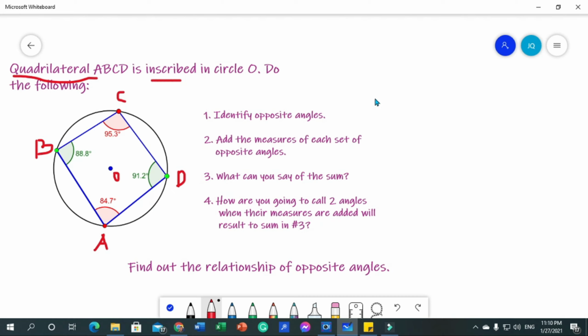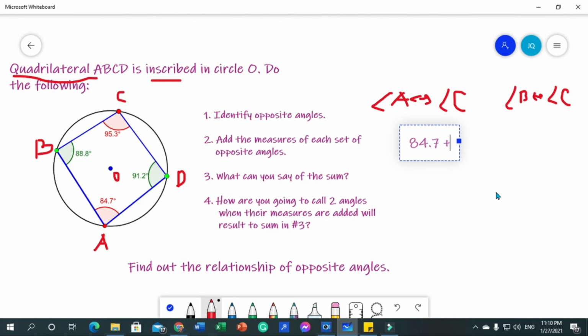Now we identify opposite angles. Angle A, its opposite is angle C. Another one is angle B, its opposite is angle D. Now, add the measures of each set of opposite angles. For angle A, what is the measure? That is 84.7 plus 95.3, and that equals 180 degrees.